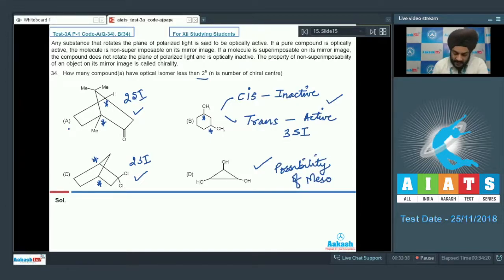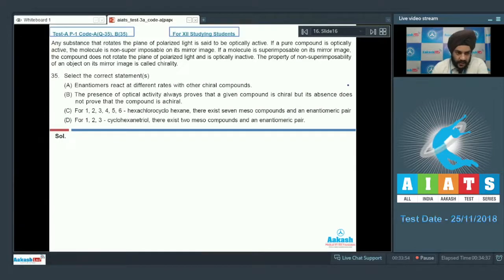So we have to mark options A, B, C and D as the correct answer to our question. Let us look at the next question. Question number 35. We have to select the correct statements.